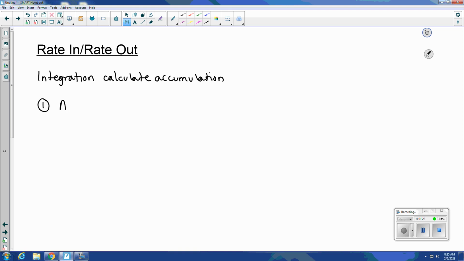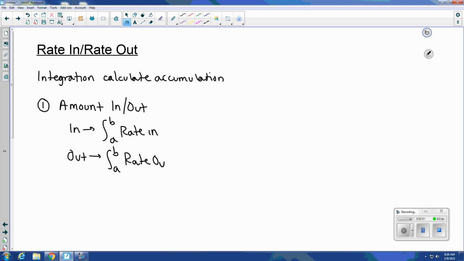If we want the amount in or the amount out, to calculate that, all we have to do is integrate the rate in or the rate out function to determine the accumulation over that time period from, say, A to B. So if we want amount in, we're going to integrate from A to B, so it'll give you some time period to determine how much went in, and we're going to integrate that rate in function. If we want the amount out, we're going to want to integrate that rate out function. So that's the first thing we want to be able to calculate.